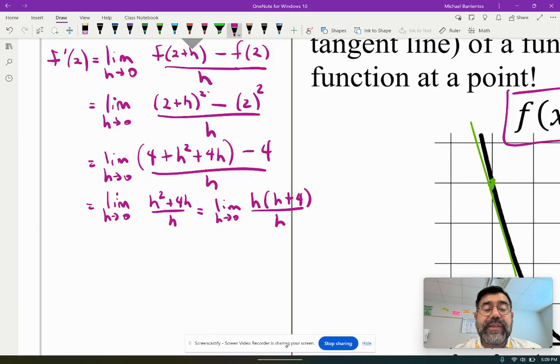So think about where this h came from. I just undistributed or factored out an h. If I multiply h times h, I get h squared. H times 4, I get 4h, right? But why did I do that? Oh, because now I can reduce the h's. H divided by h is 1. And so therefore, I can take the limit as h approaches 0 of h plus 4.